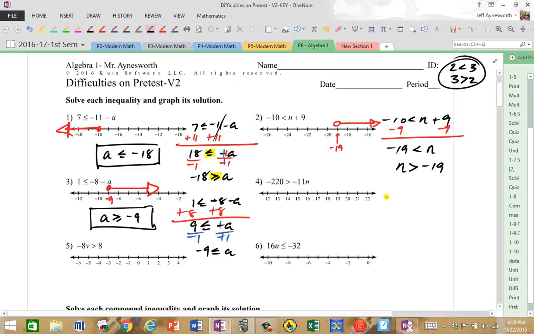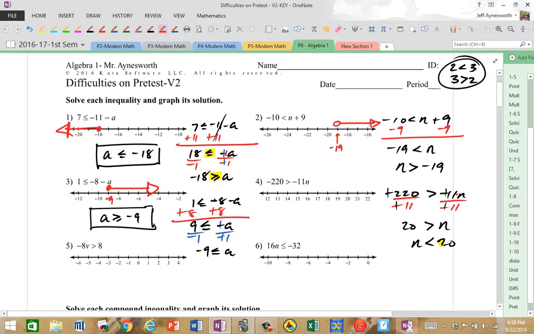Okay, next one. Negative 220 is greater than negative 11n. So negative 11n is negative 11 times n. So I divide by negative 11. Keep in mind that I just divided by a negative, so I have to switch the inequality here. All right, so 11 times 20 is 220. So 220 divided by 11 must be 20. 22 divided by 11 is 2, right? But it has to end in a 0. So 20 is greater than n. And if that's the case, that means n is less than 20.